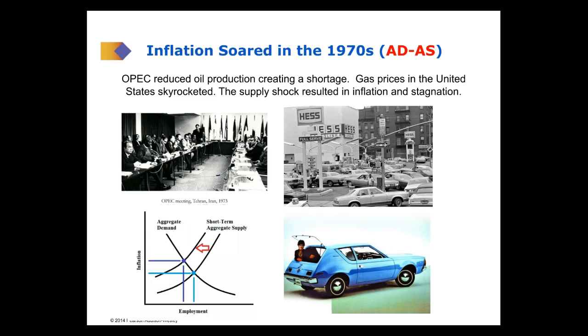And so that's the standard explanation for the stagflation of the 1970s: that the oil price shock impacted the economy in a way where the cost of everybody's products went up. And as a result, we had a decrease in supply, an increase in inflation, and a decrease in employment.